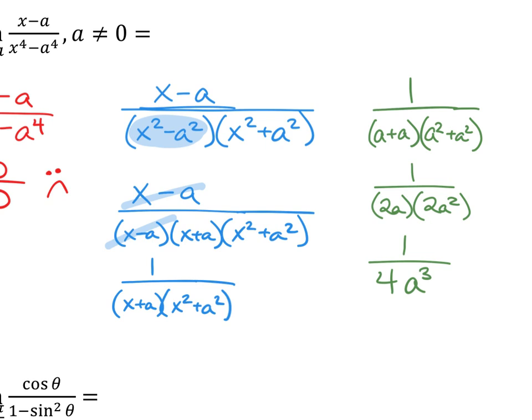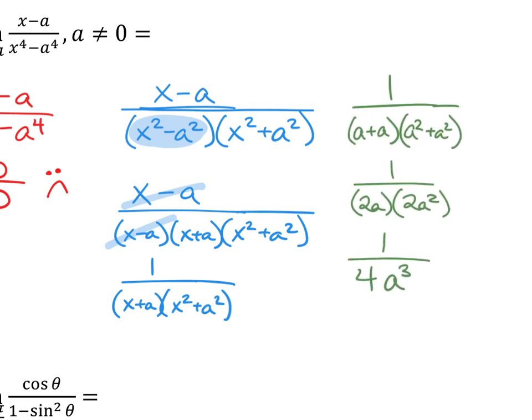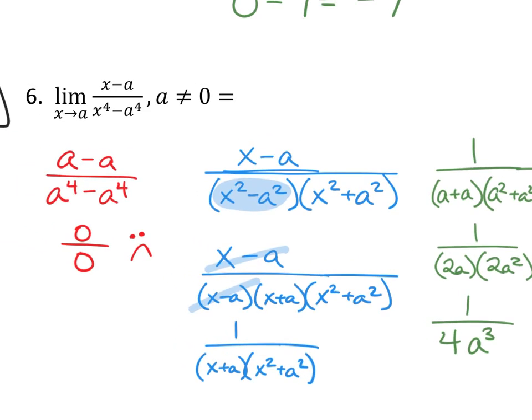We couldn't do this limit, and I know it doesn't look like a number. We'd be getting numbers for the rest of these problems, but that's because we were plugging in a number. For this one, since we are plugging in a letter, we got out a limit still with a variable in it. 1 over 4a cubed.